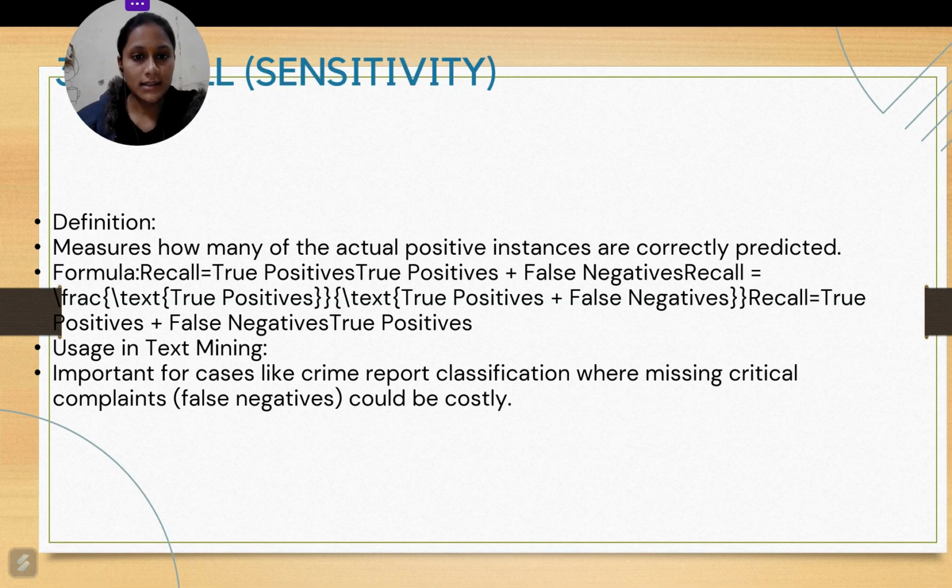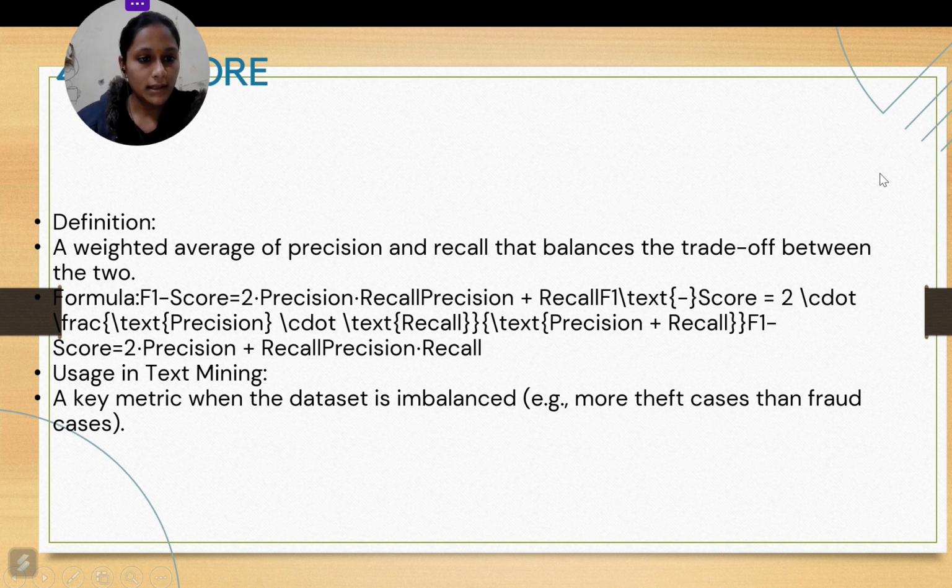Next is sensitivity. Definition: it measures how many of the actual positive instances are correctly predicted. Usage: it is important for cases like crime report classification, where missing critical complaints could be costly. Next is the F1 score, a combination of precision and recall. A weighted average of precision and recall that balances the trade-off between the two. Usage in text mining is a key metric when the dataset is imbalanced.